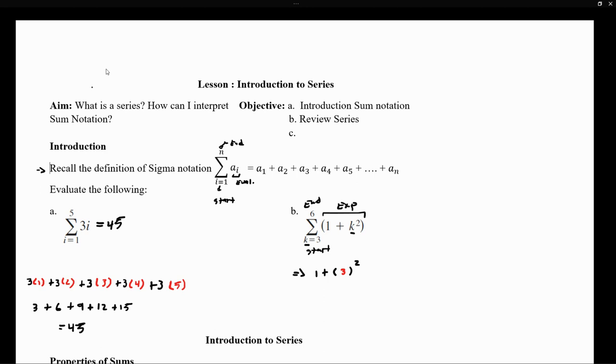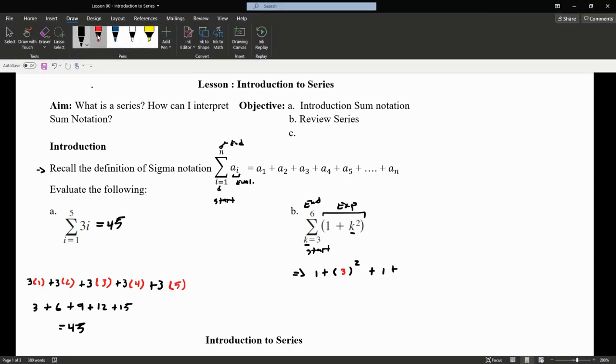So now that we have the whole expression evaluated at 3, let's add the same expression, but now let's evaluate it when k is equal to 4.